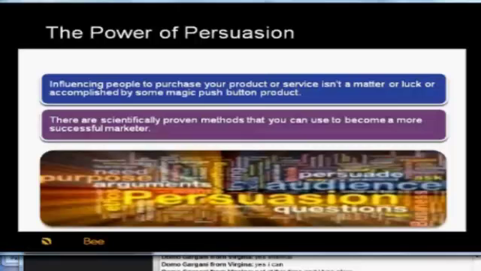Okay, the power of persuasion. The power of persuasion is influencing people to purchase your product or service. It is not a matter of luck, and it's not accomplished by some magic push-button product. There are scientifically proven methods that you could use to become a more successful marketer.